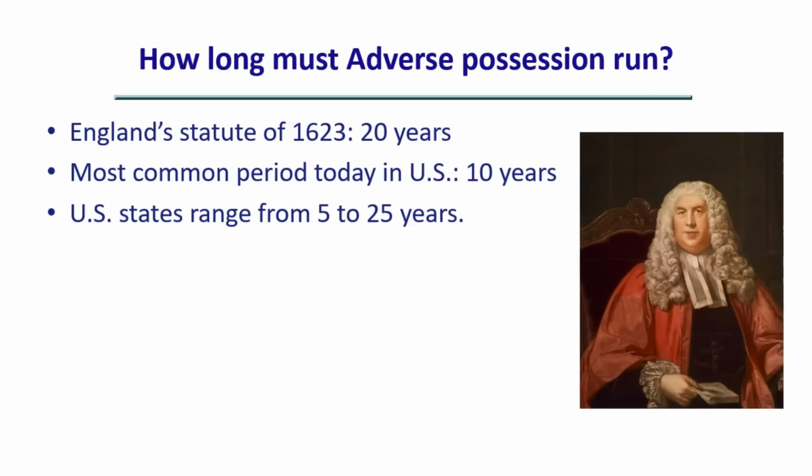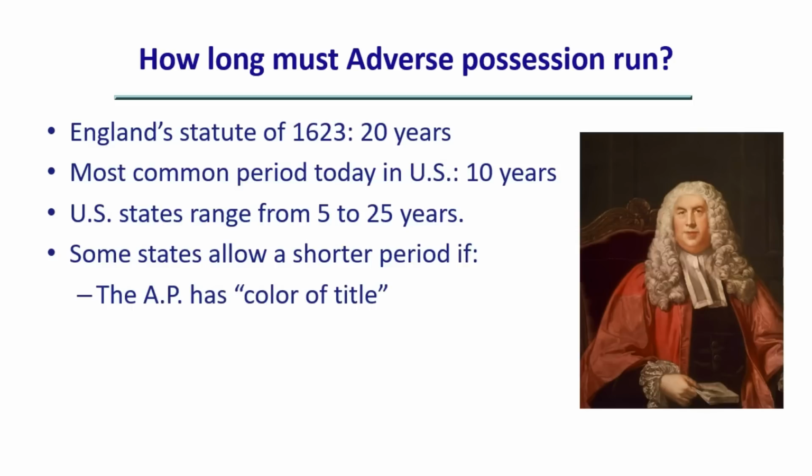The range of states, however, is quite wide in the United States today. The shortest period is 5 years, and the longest period is 25 years. So you just have to look at the statute for the state that you're in and see what the period is. Some states have a special shorter period if certain extra facts are shown to be true. And these aren't very common, but you will find them sometimes, so let's list them.